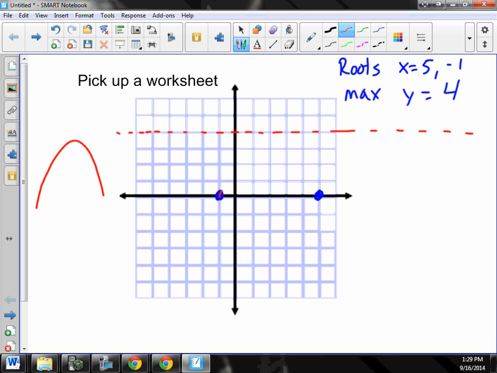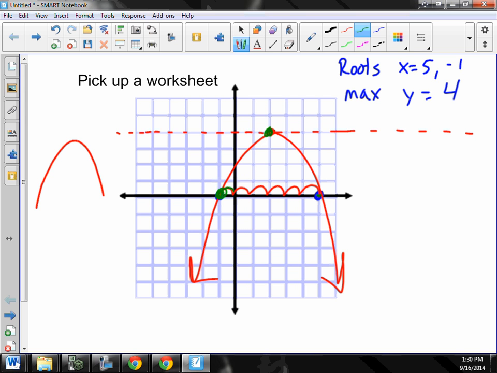So if the roots are 1, 2, 3, 4, 5, 6 units apart, then the maximum has to occur halfway between those. So it's going to be right here. Does that make sense to everybody? Okay. If I told you this was the root and that was the maximum, could you find the other root? If you knew one root and the max, could you figure out the other root?